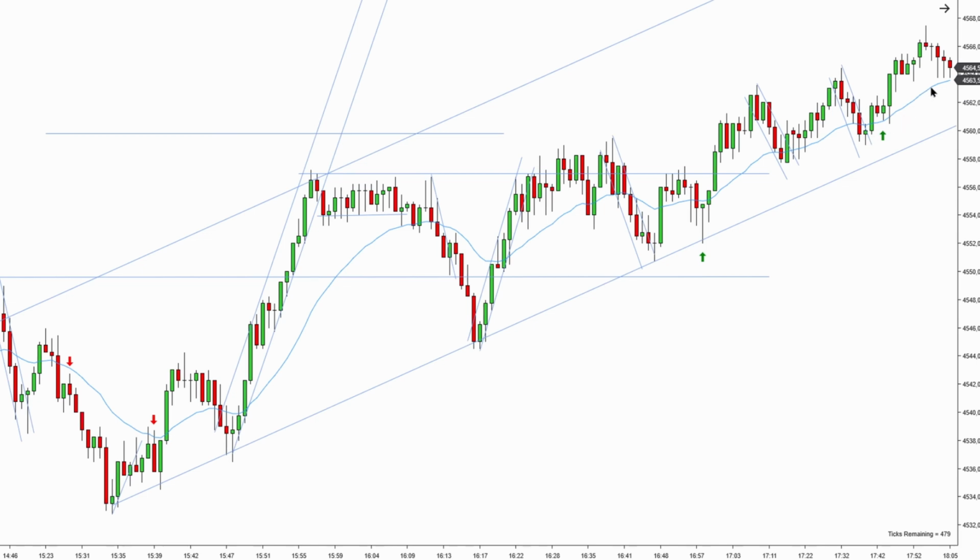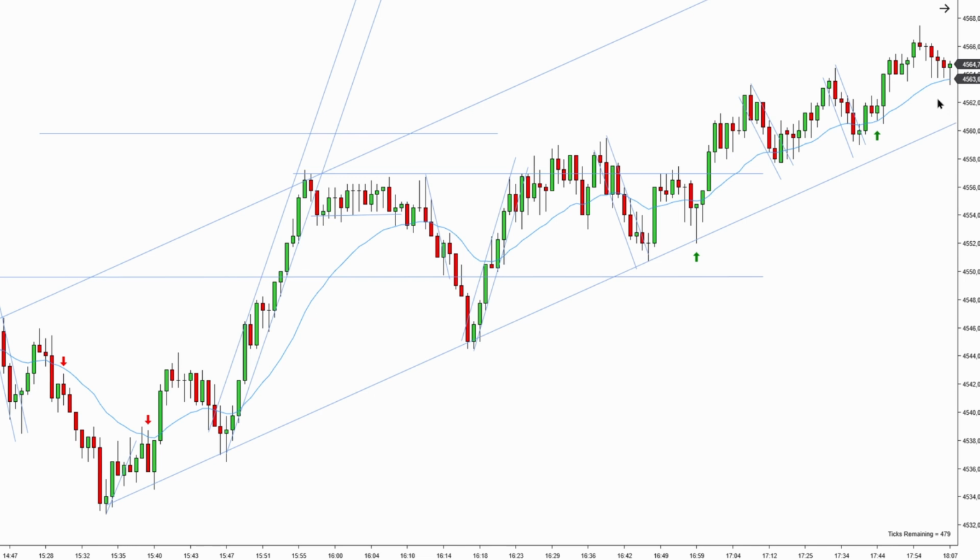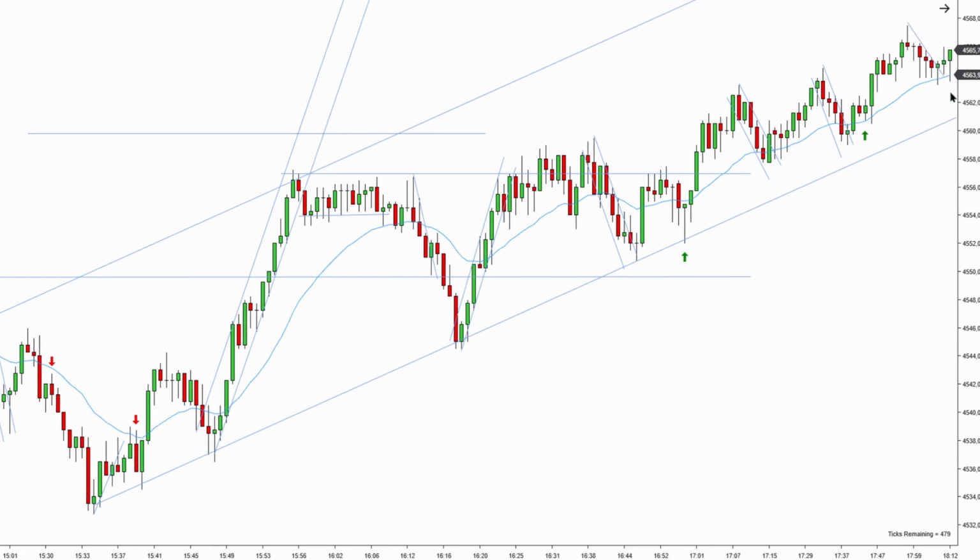EMA is still pointing up. EMA is still holding price. And as I'm watching this, I'm thinking about another second entry long. I have a new high, and I have a first entry long, pullback, second entry long. And since this is an uptrend, I have a set of rules that I follow. So I'm going to execute. And this is a second entry long.